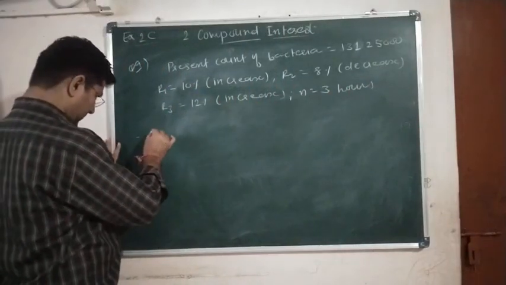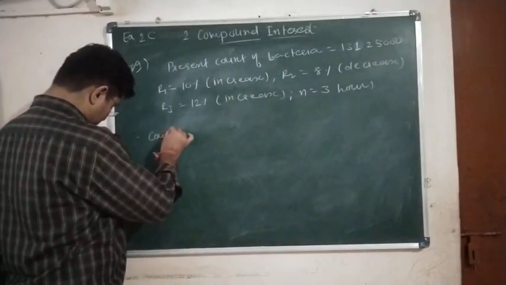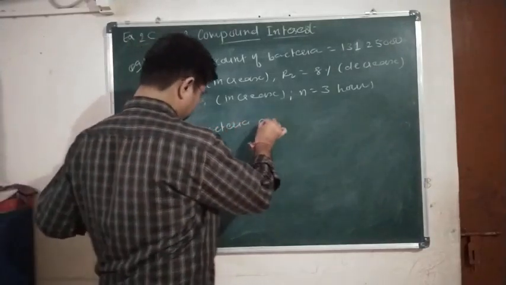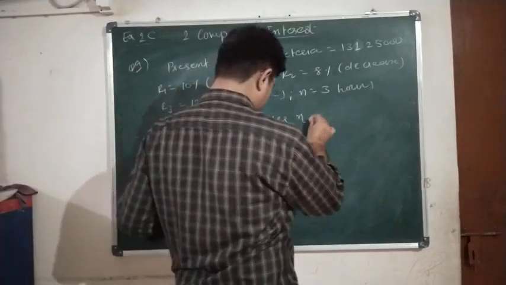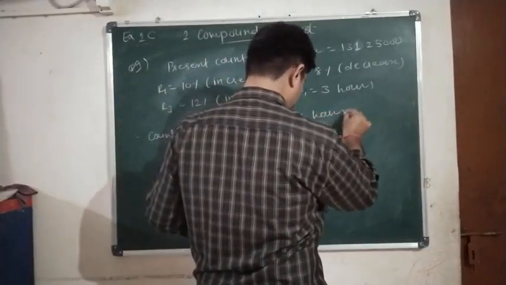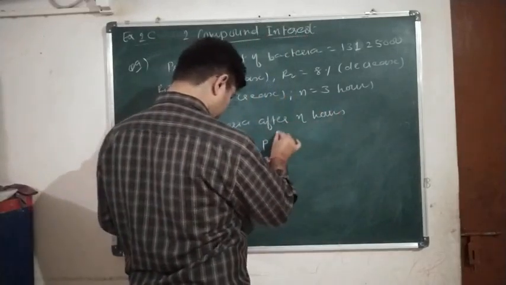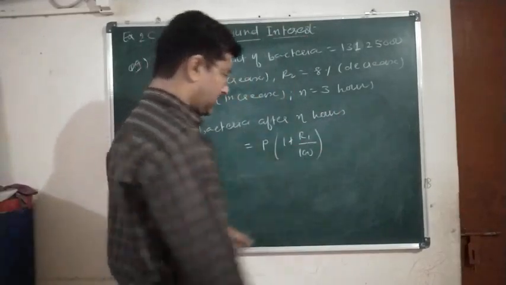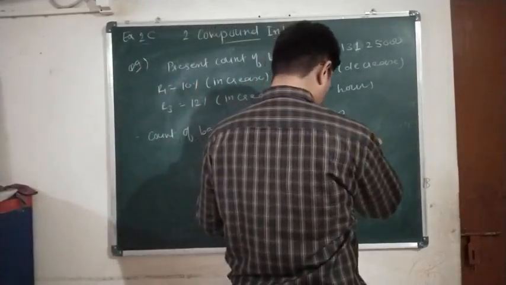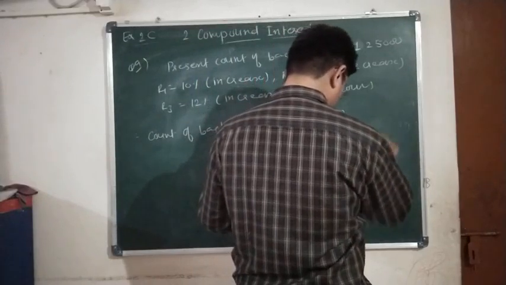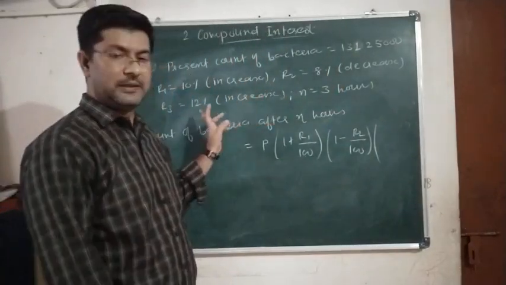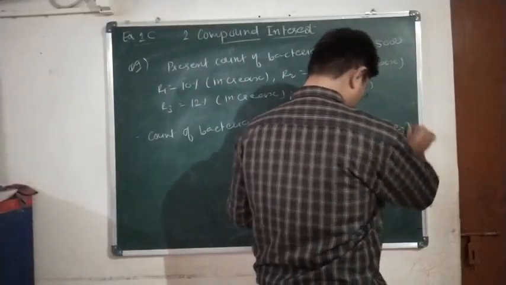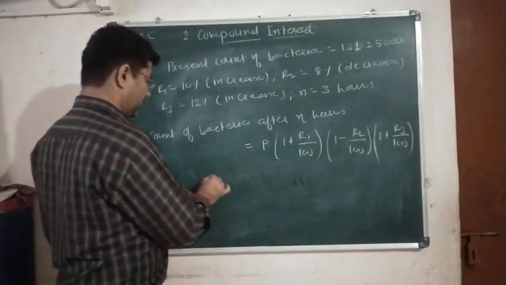Let us put the formula. Count of bacteria after n hours is equal to present count into bracket 1 plus R1 upon 100, since R1 is an increase, then 1 minus R2 upon 100, since R2 is a decrease, and R3 again is an increase of 12%, so 1 plus R3 upon 100. Now let us substitute the values.